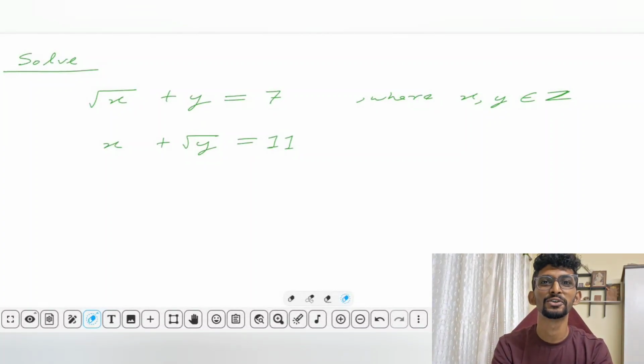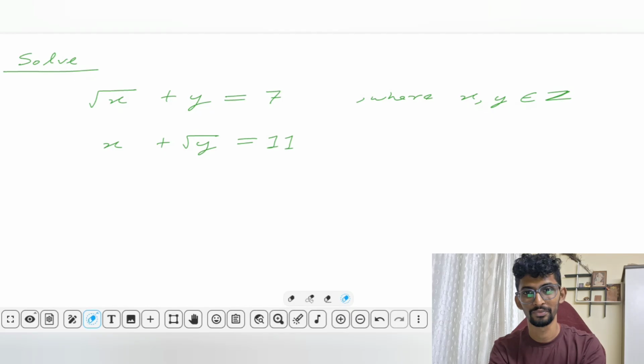So in this video, we will solve this pair of equations. The sums look very easy. Maybe some students are thinking we can easily apply elimination or substitution method and we can find the value of x and y. But it's not that easy.